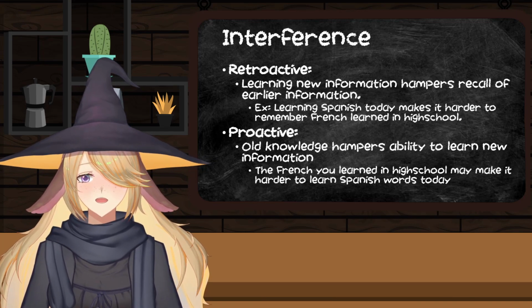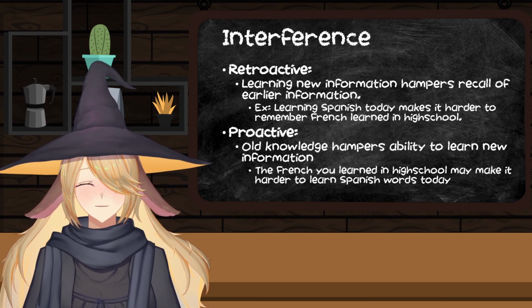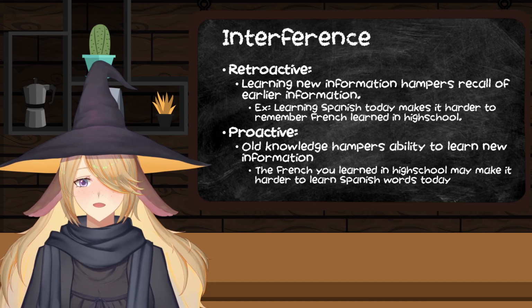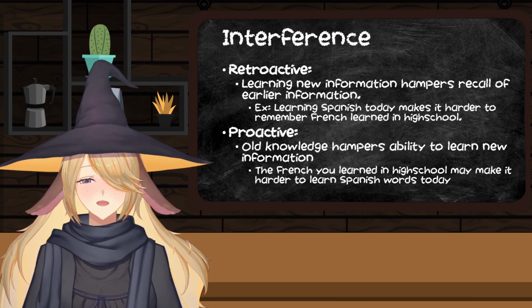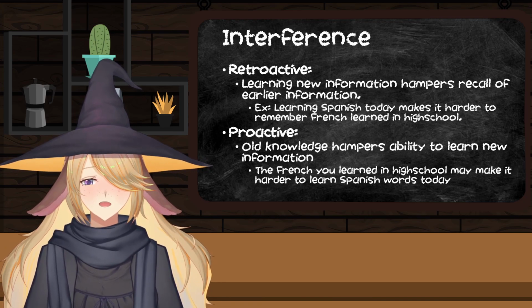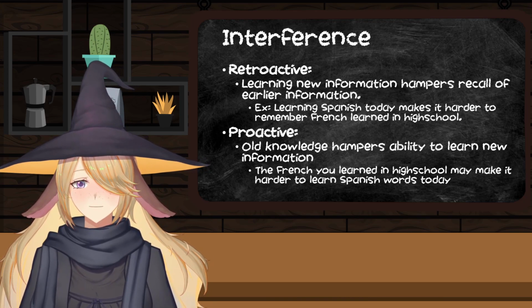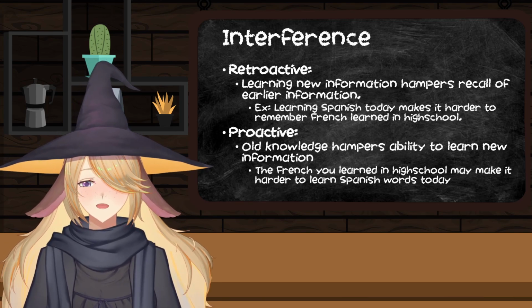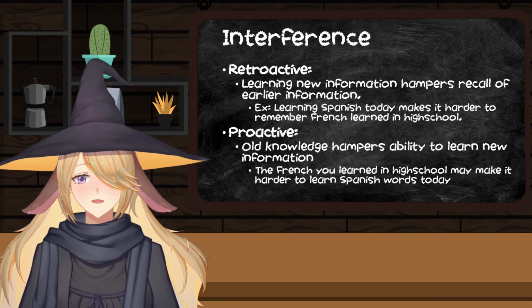Meaning that as we come into contact with new information, sometimes wires are going to get crossed, and it's going to keep us from being able to accurately recall information that we learned before. Language learning is always a great example of this. So here's another good one.